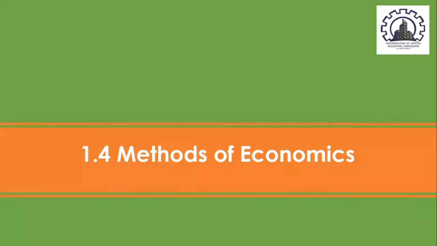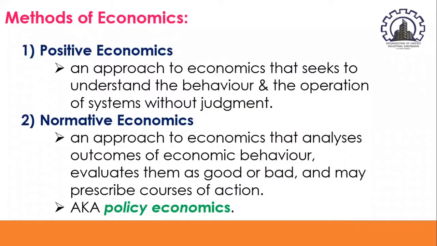And the next key area that we're going to highlight would be the methods of economics. So for the methods of economics, there are two. First, we have positive economics, and second, we have normative economics. If we say positive economics, it is an approach to economics that seeks to understand the behavior and operation of systems without judgment. This means that it describes what exists and how it works. Okay, so that is positive economics.